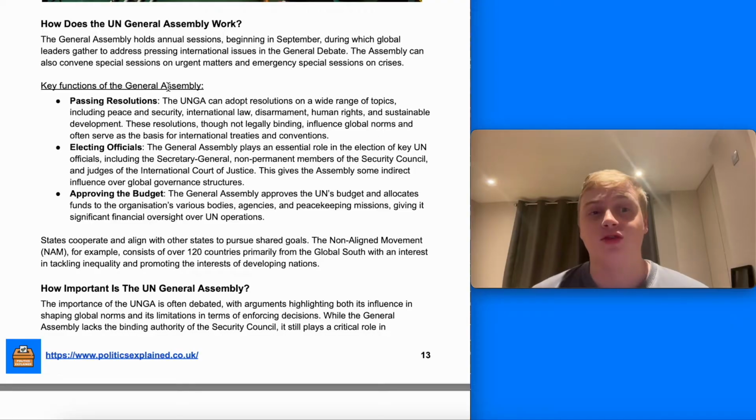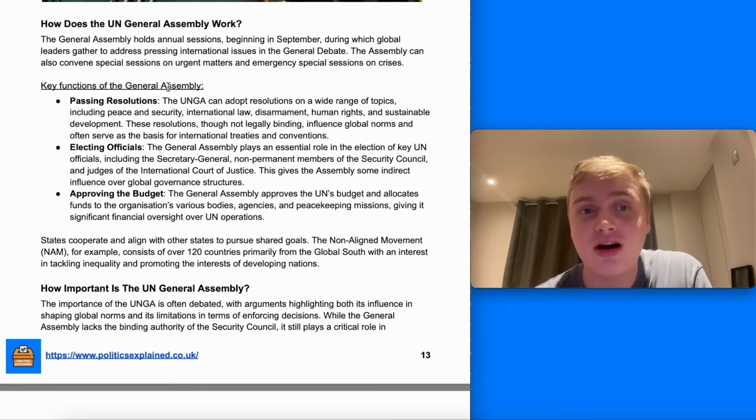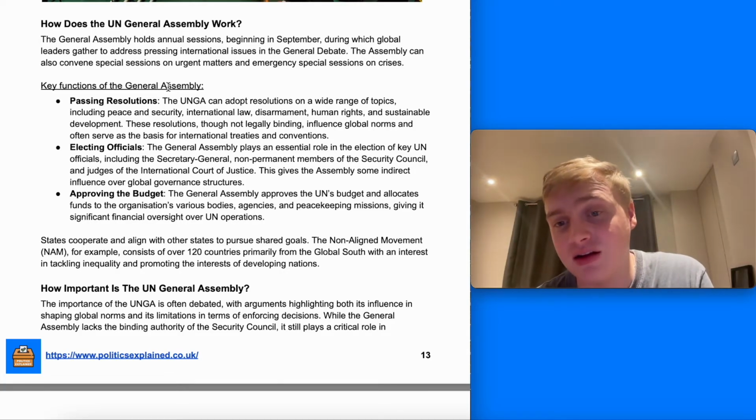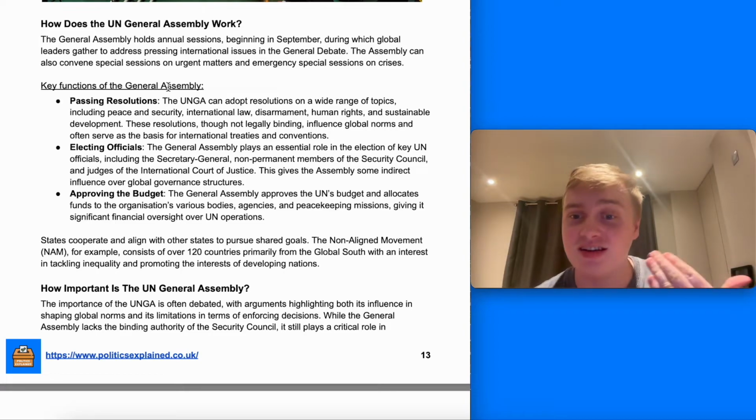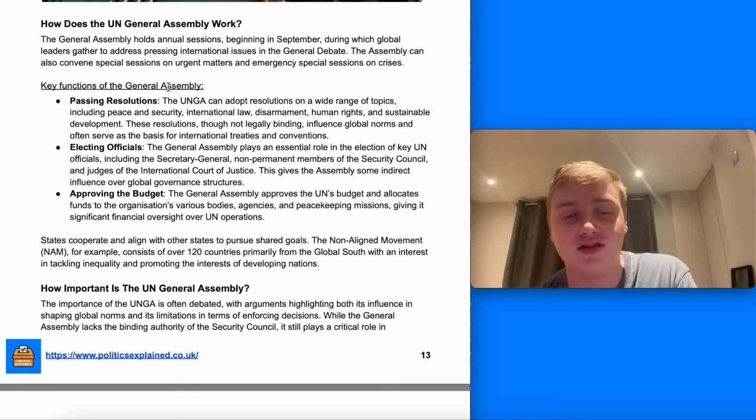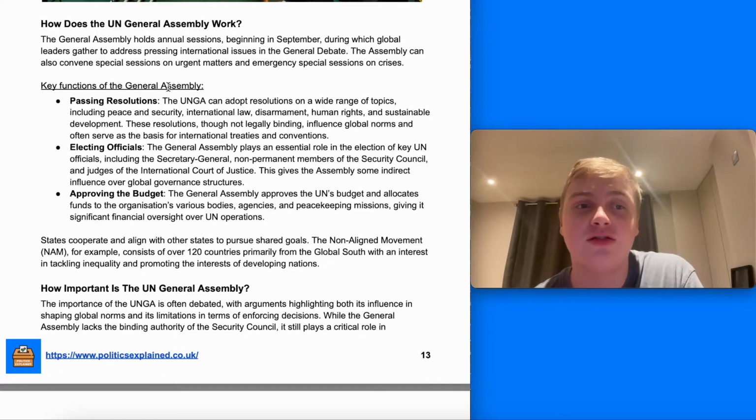So, how does it work? What does it do? It holds annual sessions beginning in September, during which global leaders gather to address pressing international issues in the general debate. And it can also convene special sessions on urgent matters, such as it did after the Russian invasion of Ukraine in 2022, as we discussed.